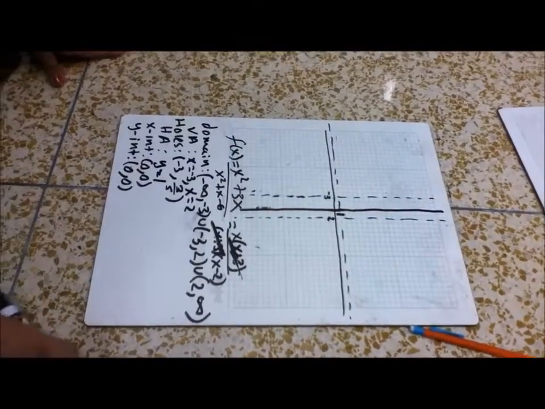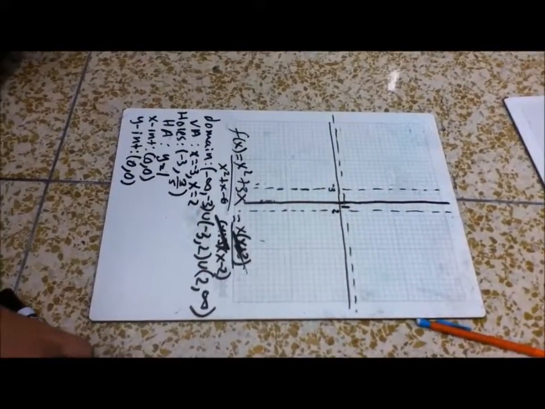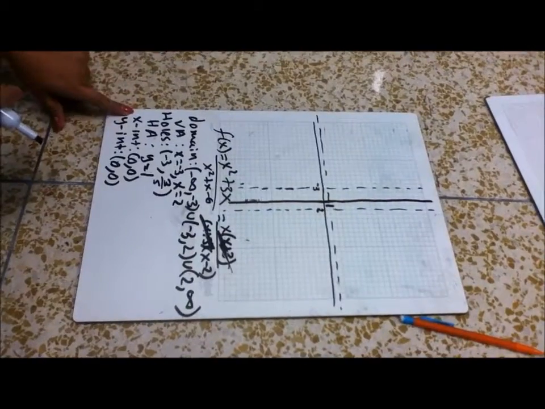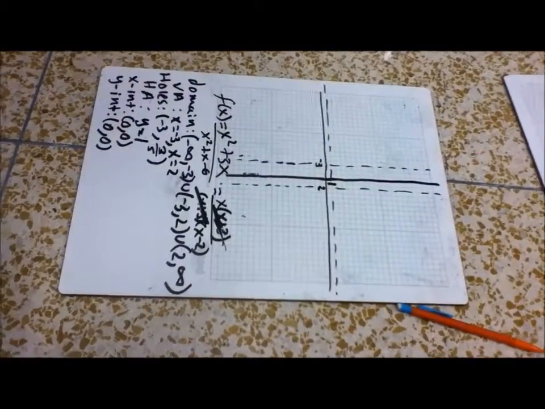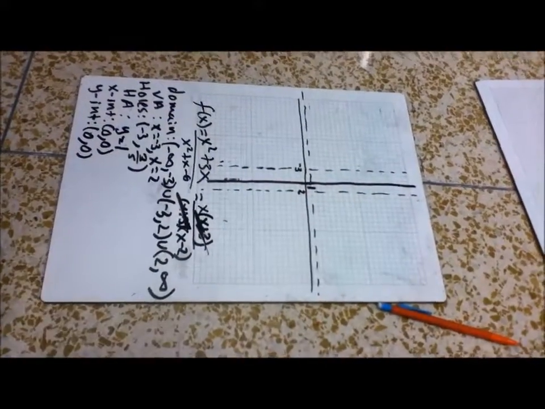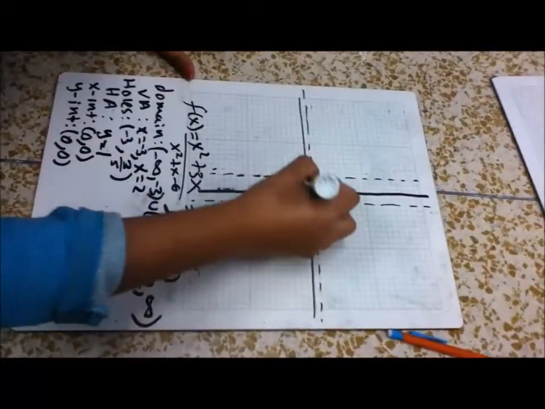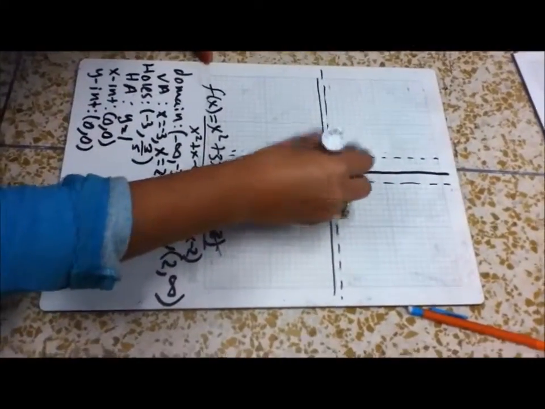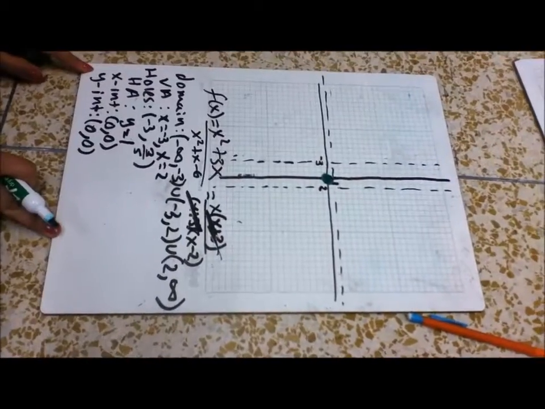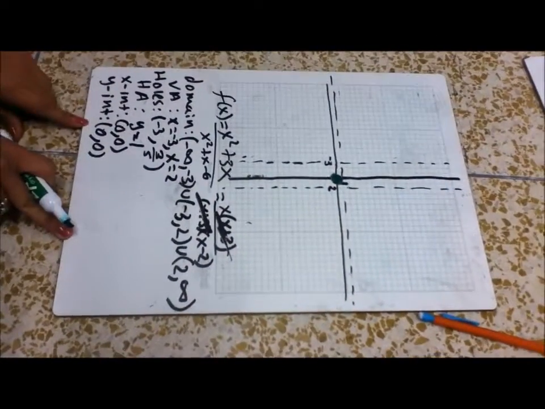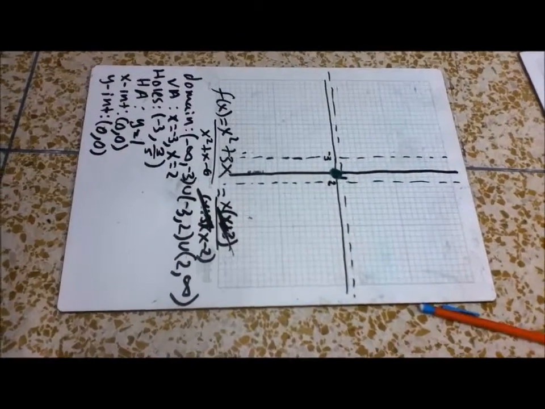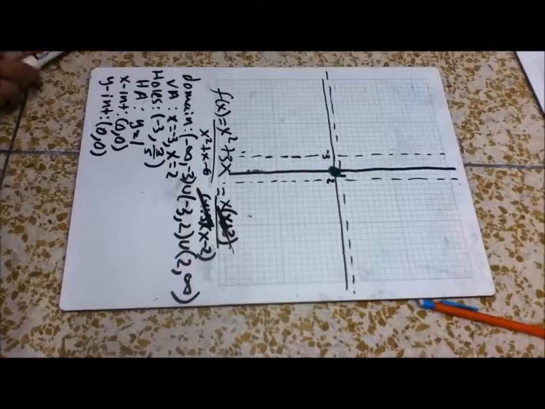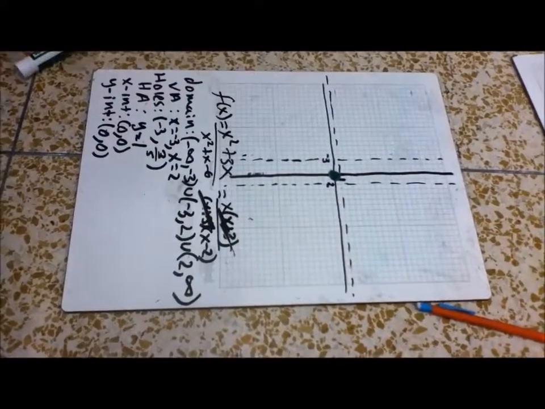So now that we have our vertical asymptote and our horizontal asymptote, we're going to plug in the x-intercept, that is going to be at 0. And we're going to use another color. It's going to be at 0. And our y-intercept happens to be at the same spot, so we're just going to leave it like that, at 0. So now that we have our x-intercept and our y-intercept, we're going to plug in the hole.